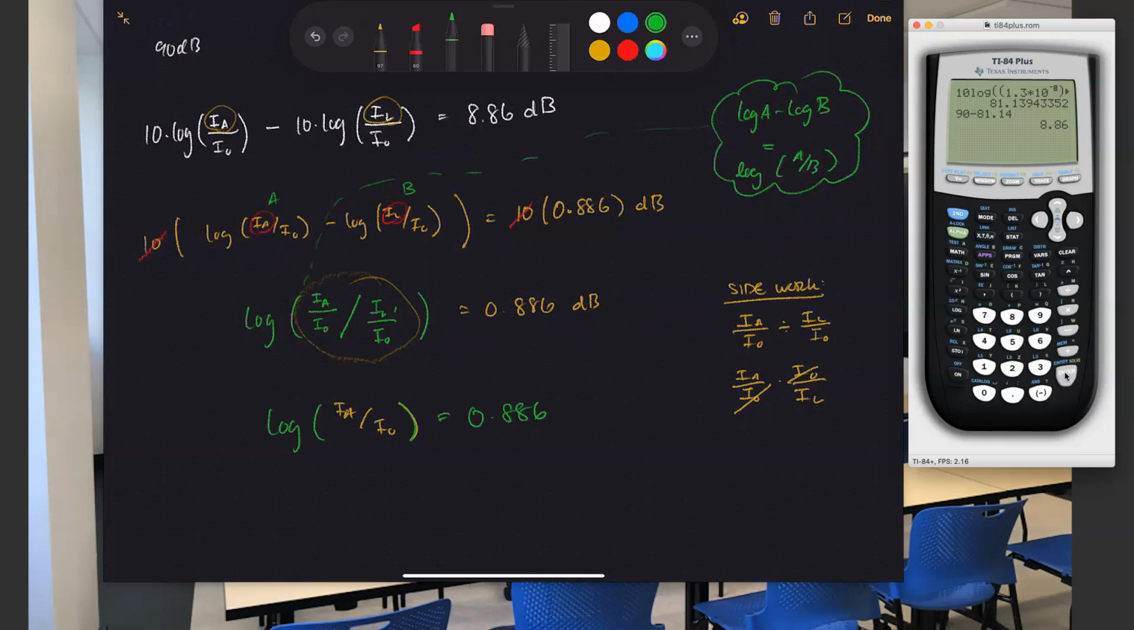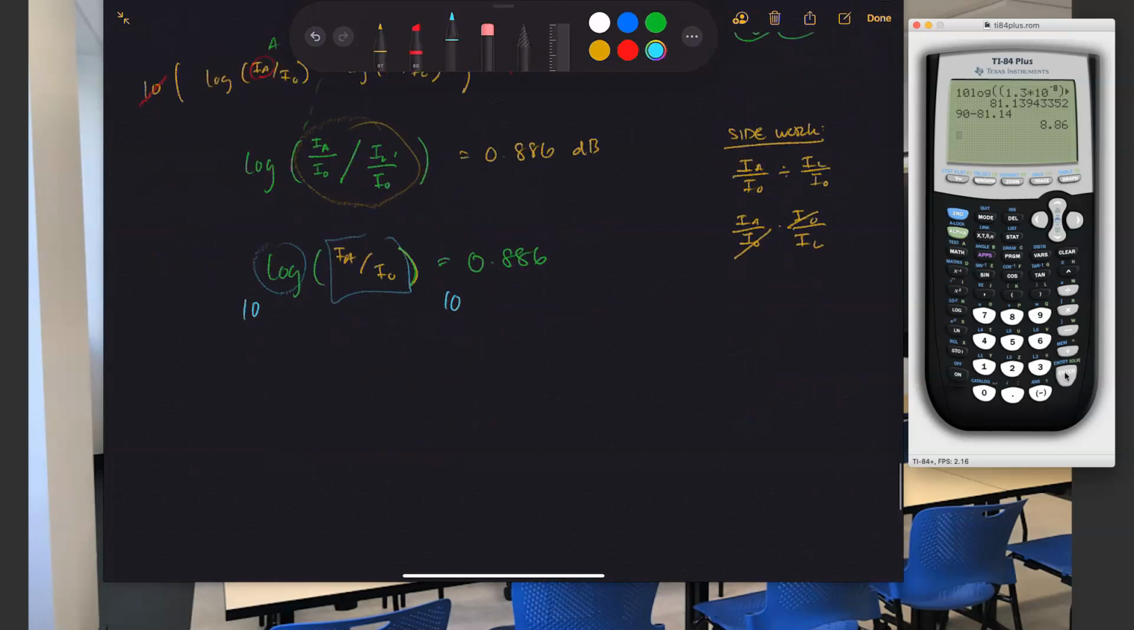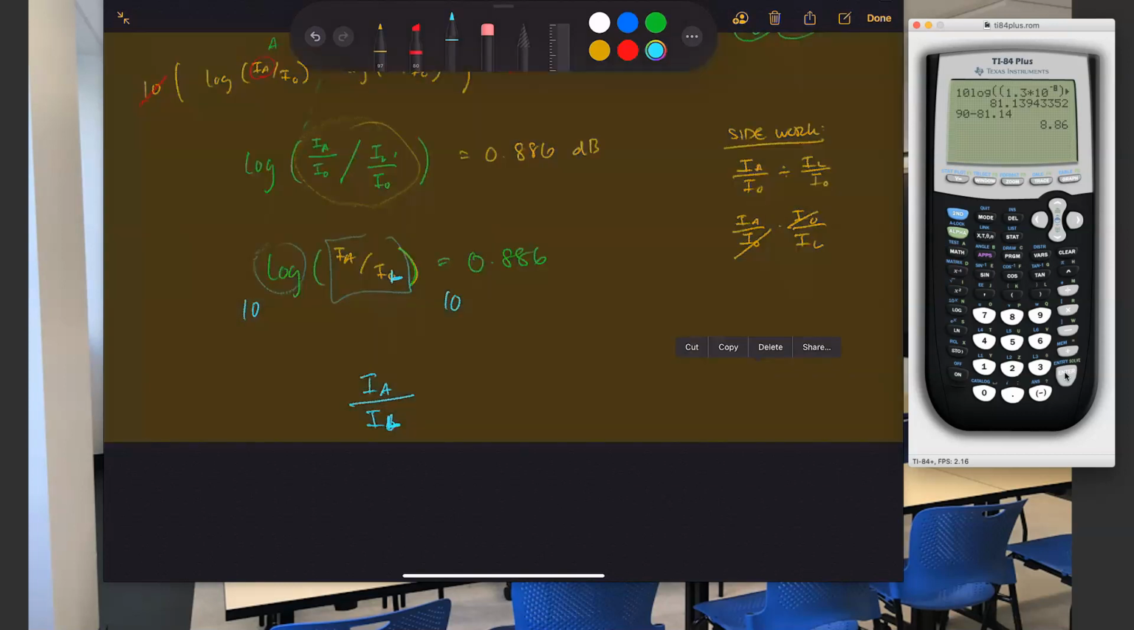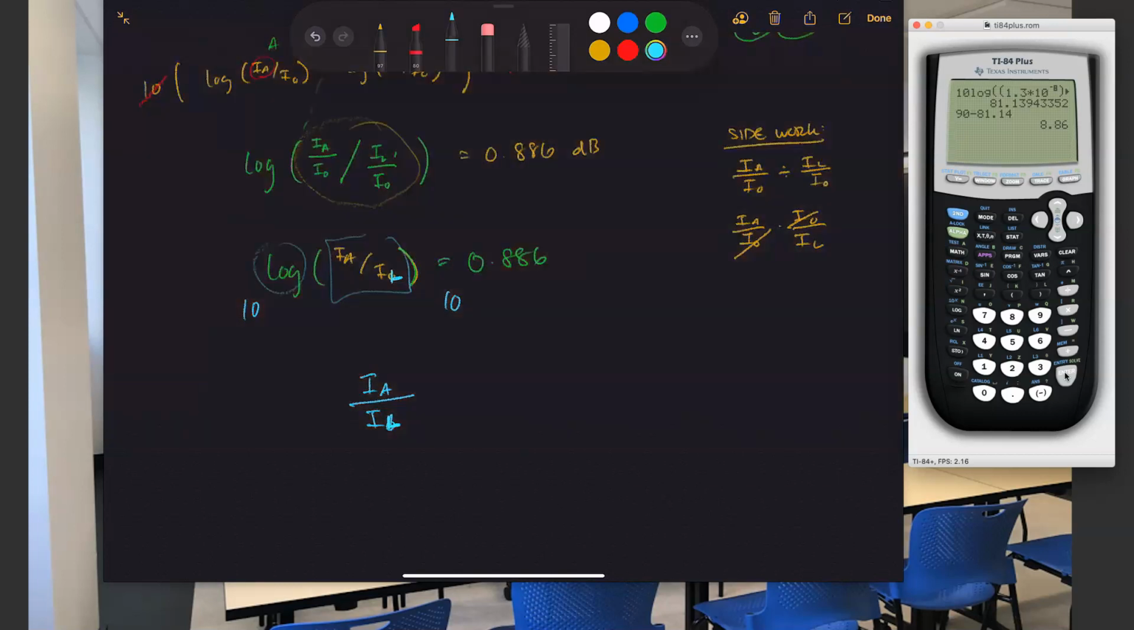And then I can raise both sides as powers of 10, like we've done before, to remove this log. So then I'll just be left with, on the left, I sub a, RE's intensity over the, oh, this should be I sub L here, right? I'm just going a little fast. I sub a over I sub L, not O, because we're comparing RE to the lawnmower. The O's canceled, that benchmark sound.